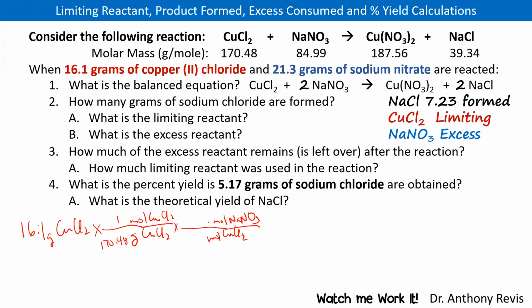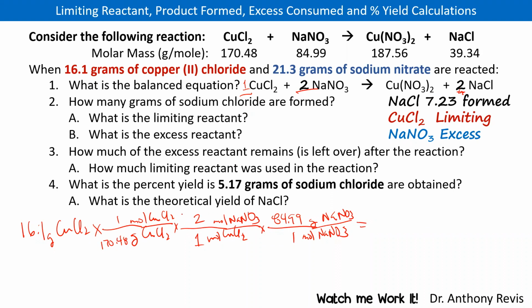So here we go. We look at the balanced equation. How many moles of sodium nitrate? There's my balanced equation again. Great. So my sodium nitrate has a 2 in front of it, and copper II chloride has a 1 in front of it. So that's a 2-to-1 ratio. And so now we go from moles of sodium nitrate to grams of sodium nitrate. I put in the molar mass of sodium nitrate, which is 84.99 grams to 1 mole.